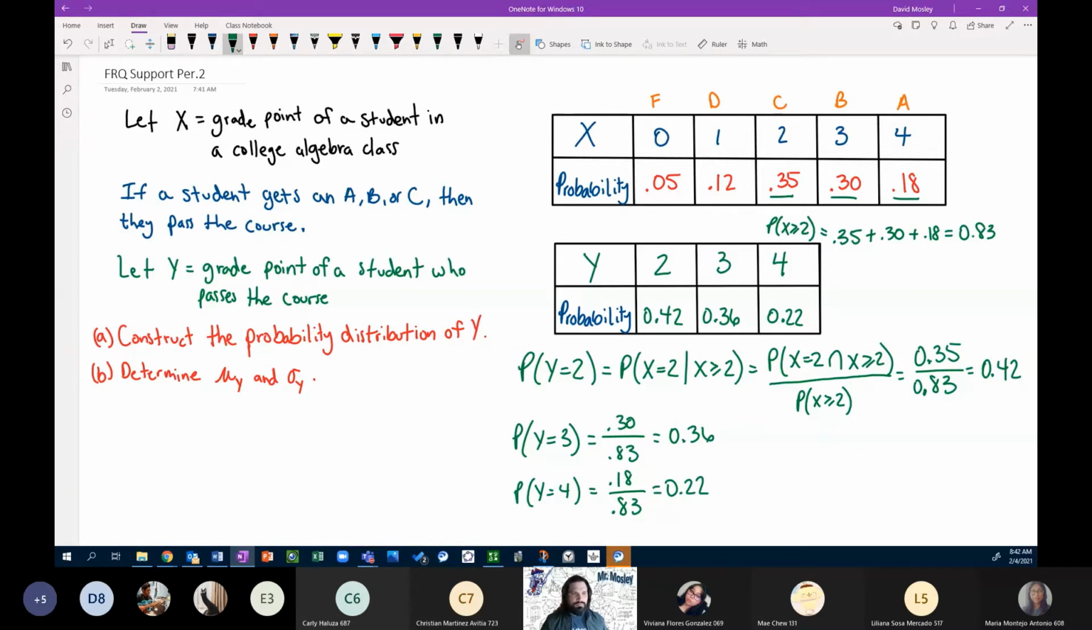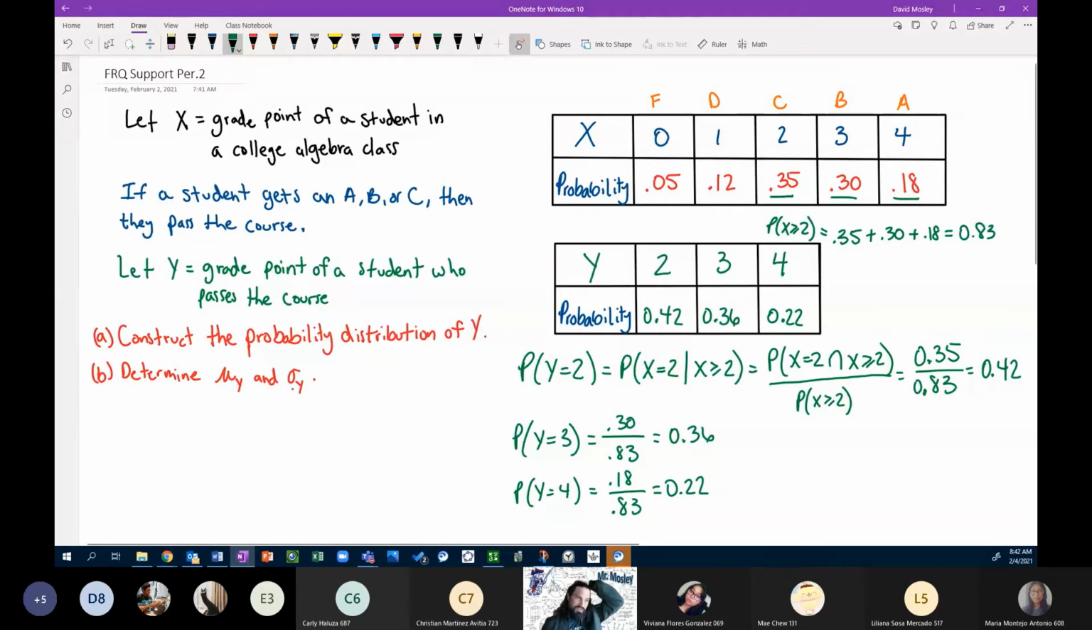All right. So this is what was expected essentially for part A of question 1 in the free response question, obviously with the values from that question and not from this question. All right. So then we move on to part B, determining the mean and standard deviation.